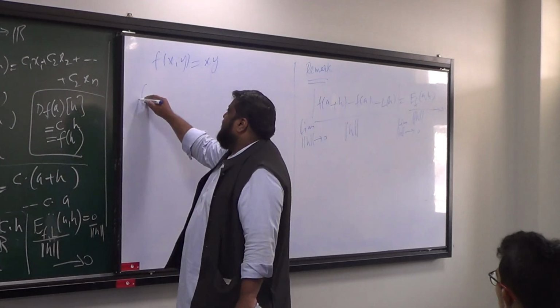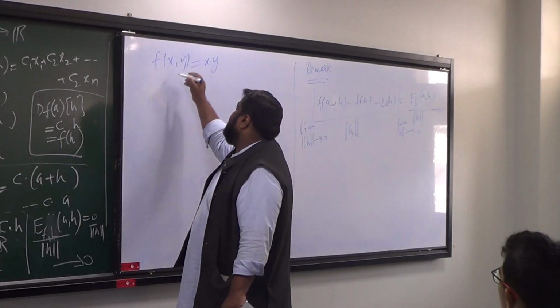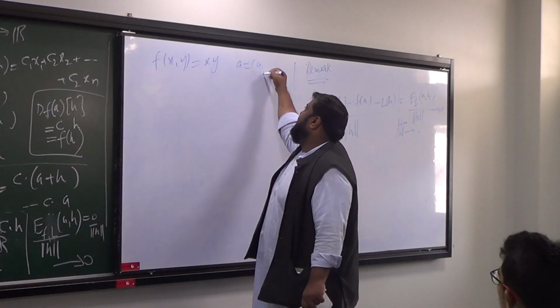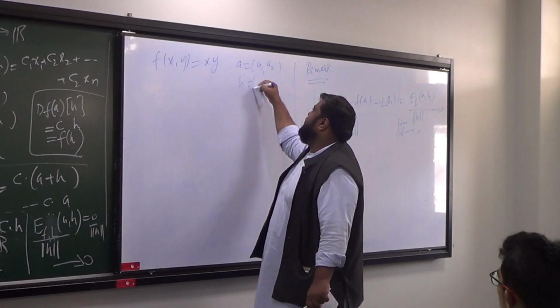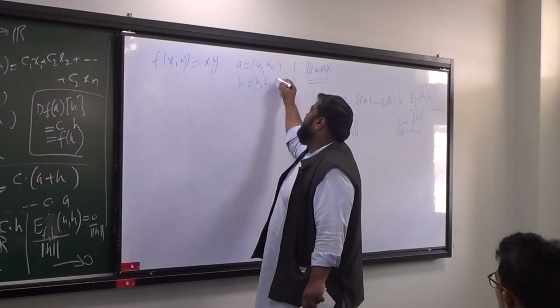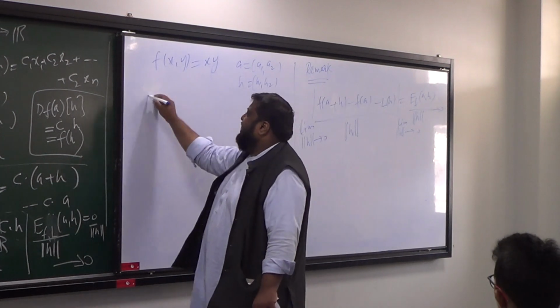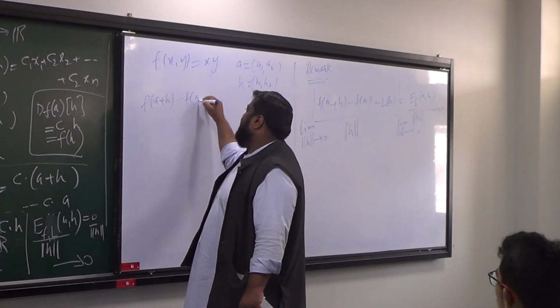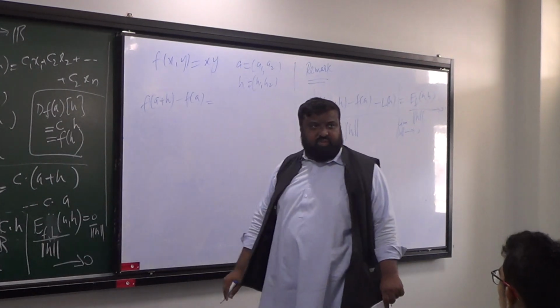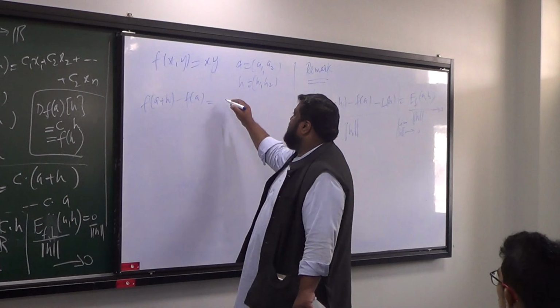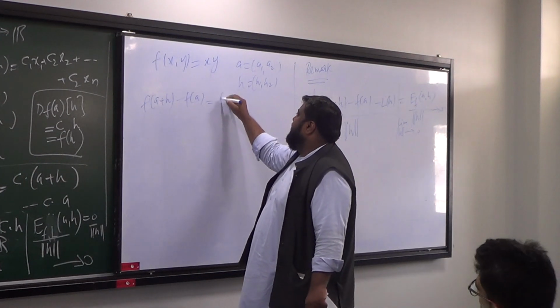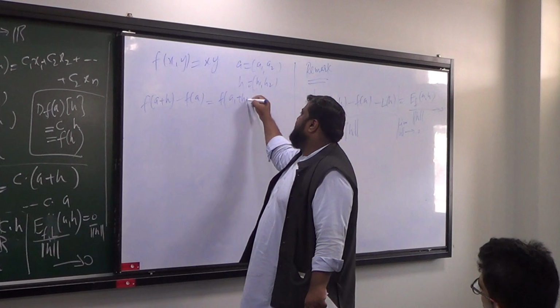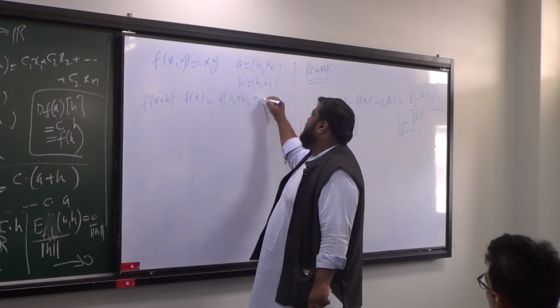So let's take f of a plus h. Take a to be a vector (a1, a2) and h to be a point (h1, h2). So f of a plus h minus f of a would be what? This is going to be f of (a1 plus h1, a2 plus h2).